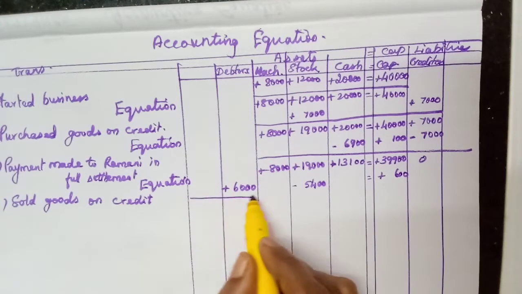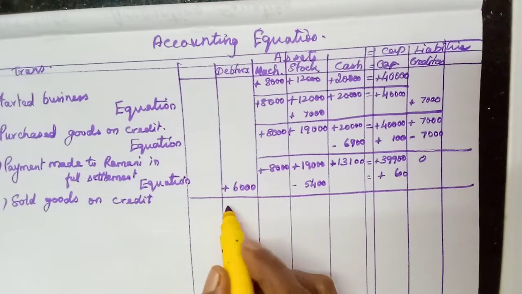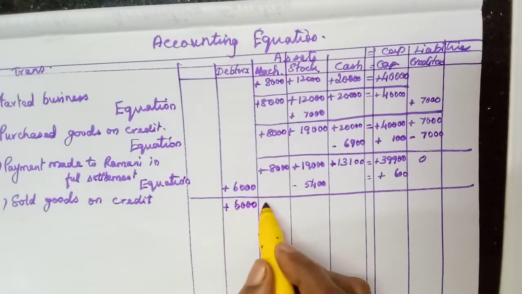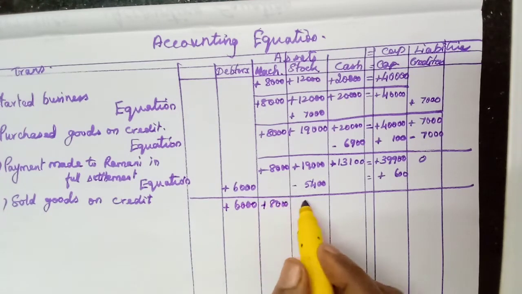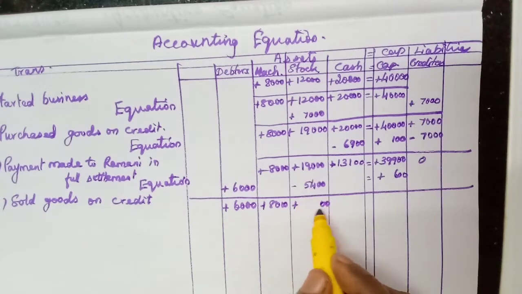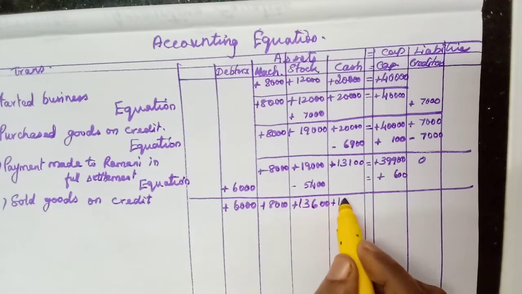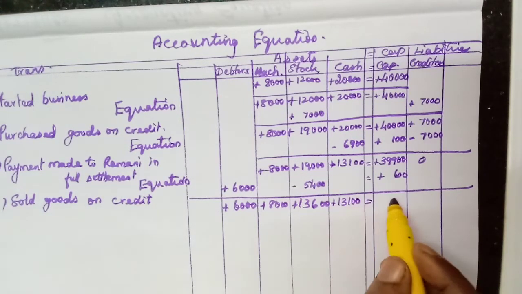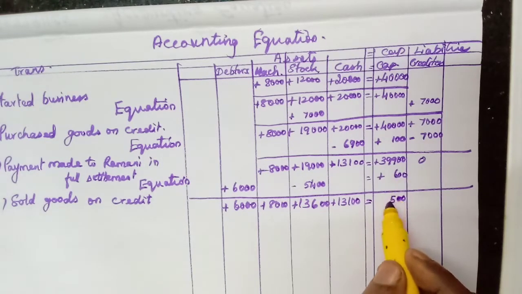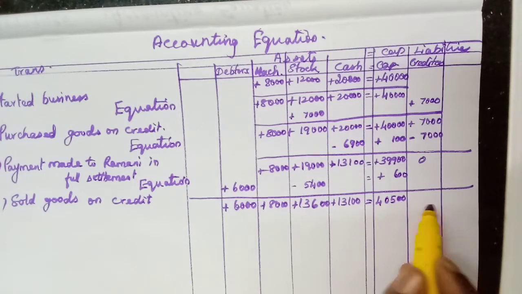Now we will write the equation. Plus 6,000 plus 8,000. Here plus we need to minus this one, isn't it? 10 minus 4, 6. Here 8 minus 5, 3, 1. Then plus 13,100 equal to plus 600. 9 plus 6, 15, balance 1, 10, balance 1, 4. 40,500. Okay.